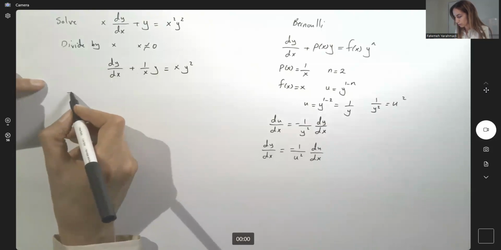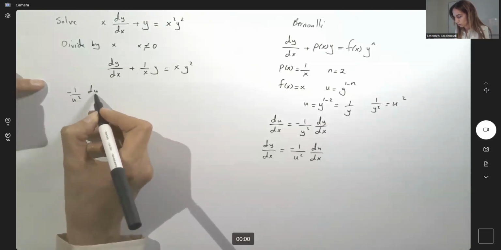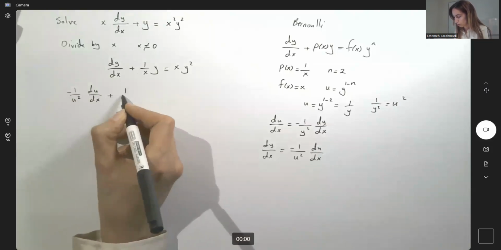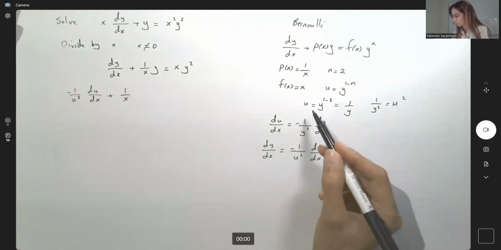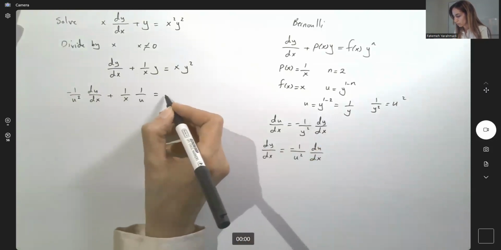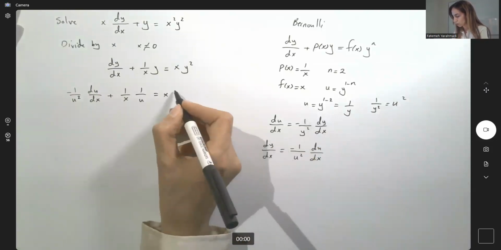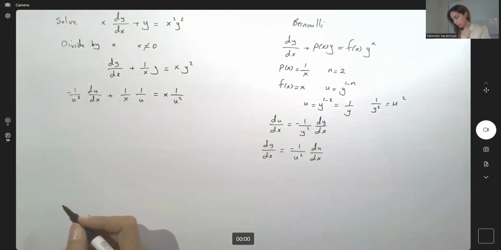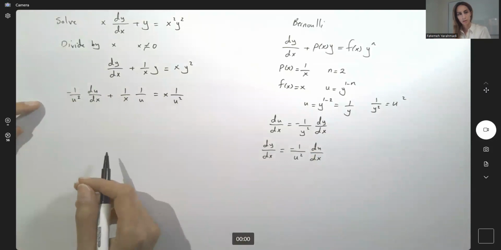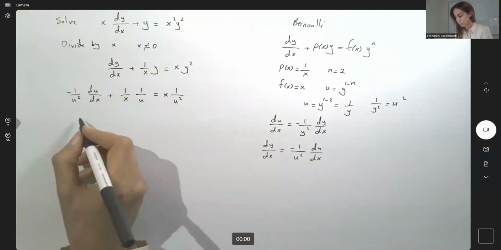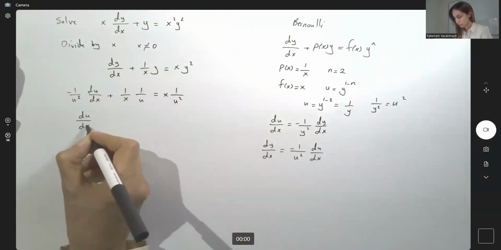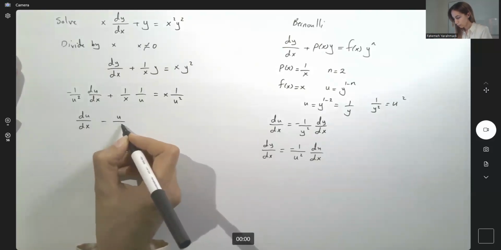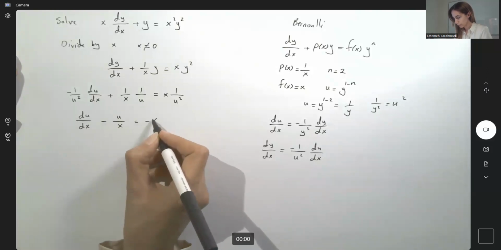So let's do that. Here we have on the left hand side negative 1 over u squared du over dx plus 1 over x times y, which is 1 over u, equals x times y squared, which is 1 over u squared. So now what? You can multiply everything by negative u squared, and you get du divided by dx minus u over x equals negative x.